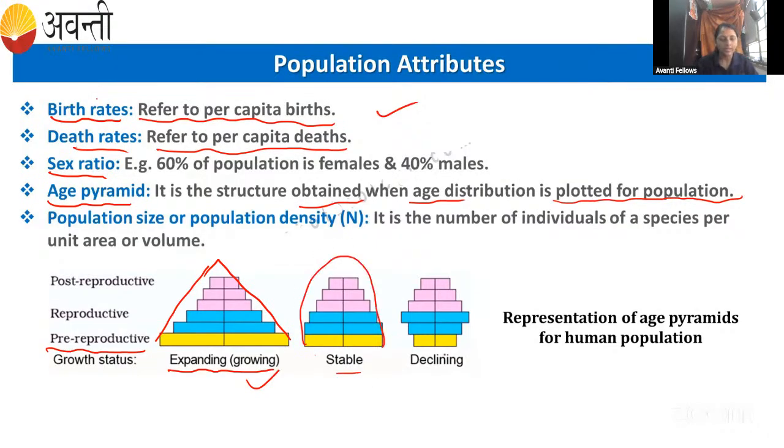Then coming to the last, when the pre-reproductive is lesser, whereas the post-reproductive and the reproductive population are more compared to the pre-reproductive. Pre-reproductive is very less. That is going to be called a declining population. Remember this: expanding is triangular, stable is bell shaped, whereas the declining is urn shaped.